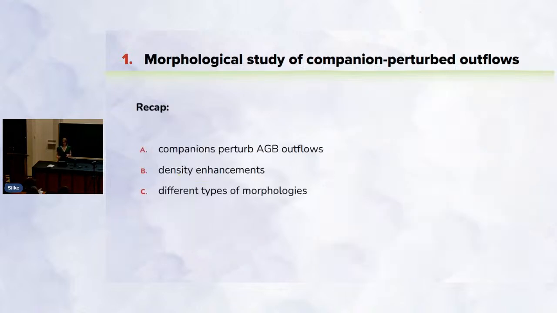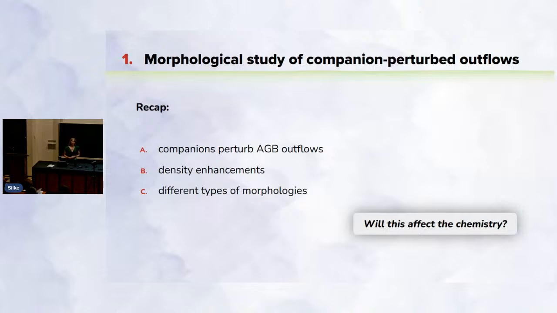All right, let me recap that a little bit so everyone stays up to date and can still follow. So we now know that companions, when they are present in these circumstellar envelopes, can perturb the outflow. And by perturbation, I mean that they can create density enhancements in the form of these spirals. And it's not just one type of spiral; we find a lot of different morphologies. So the next thing we're wondering about is, will this affect the chemistry? Because we know chemistry heavily depends on density and temperature, for example.